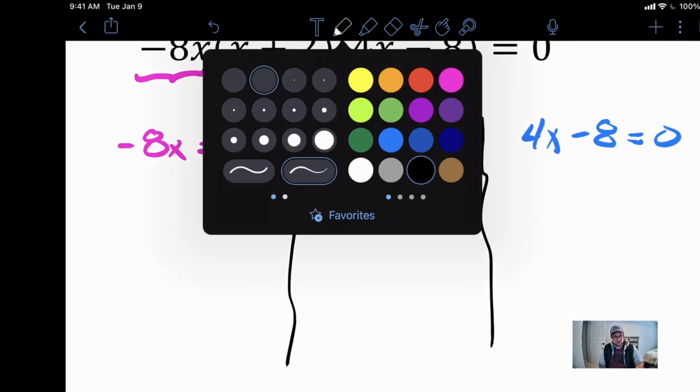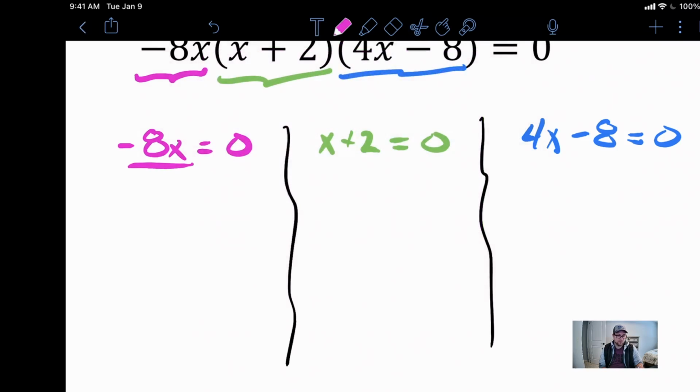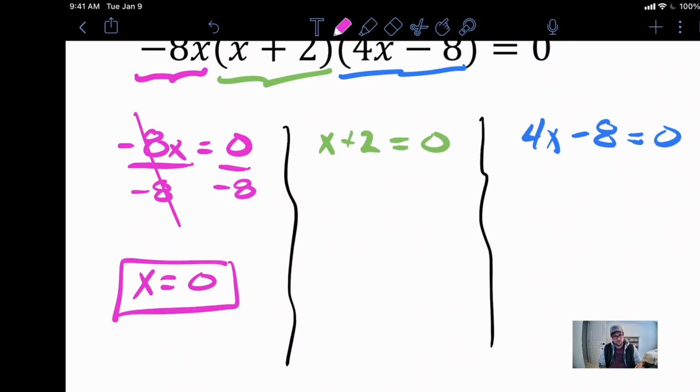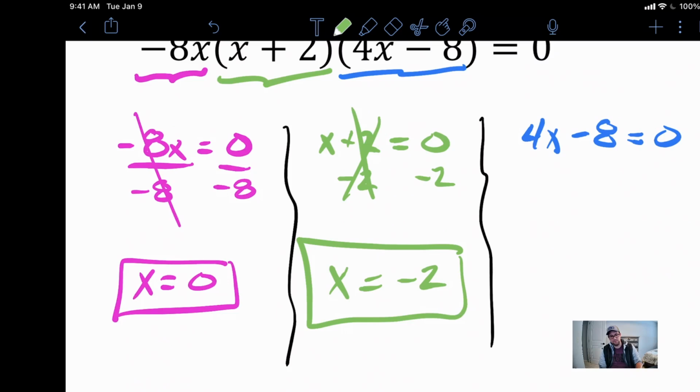So in the first one, the pink one, we would divide by negative 8 and divide by negative 8. And these two pieces are going to cancel each other off, and we're just going to be left with x. 0 divided by negative 8 is just 0. So I end up with x equaling 0. Now let's go look at the next problem. Let's do the green one. So in the green one, to undo adding 2, we need to subtract 2. These two pieces are going to cancel off, and I'm going to be left with x equals negative 2. And that will be my answer.